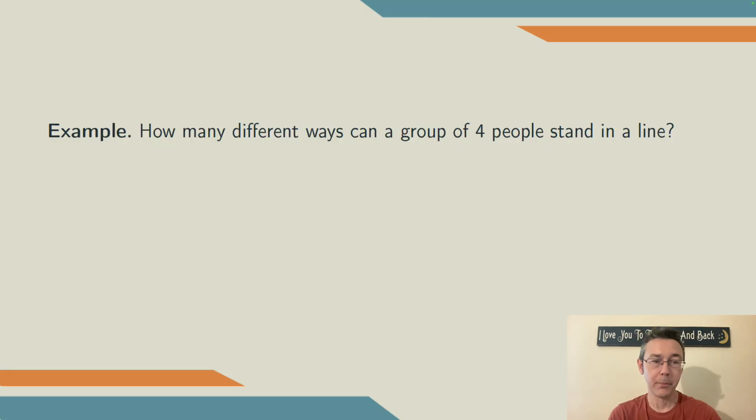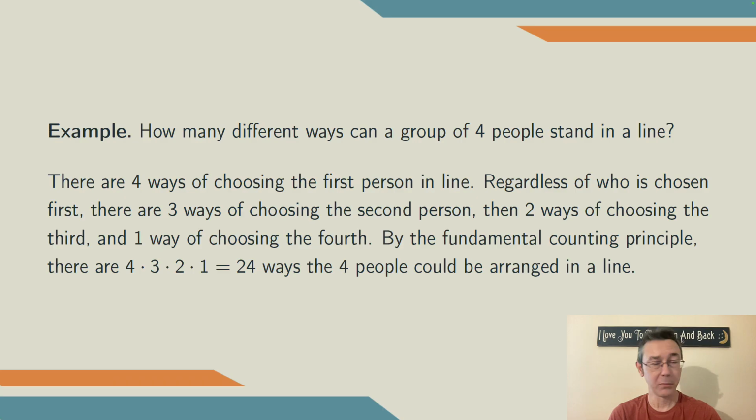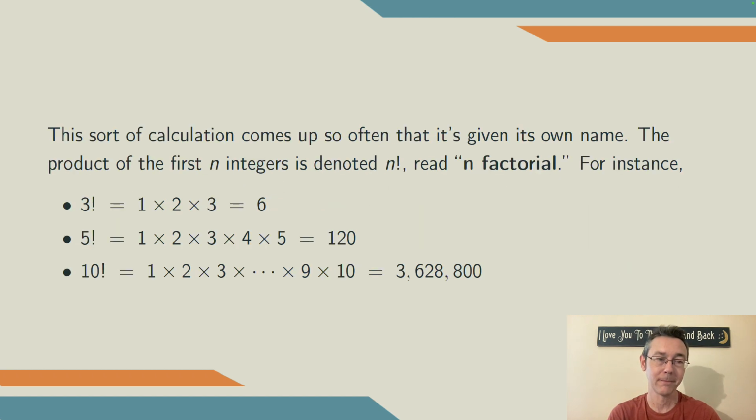Here's another example. How many different ways can a group of 4 people stand in line? So I recommend pausing the video, trying this one on your own before proceeding. So going from the front of the line back, there are 4 ways of choosing who's in front. And then regardless of who stands in front, there are 3 ways of choosing the second person, and then 2 ways for the third, 1 for the fourth. So by the fundamental counting principle, there are 4 times 3 times 2 times 1, or 24 ways that the 4 people can be arranged in this line.